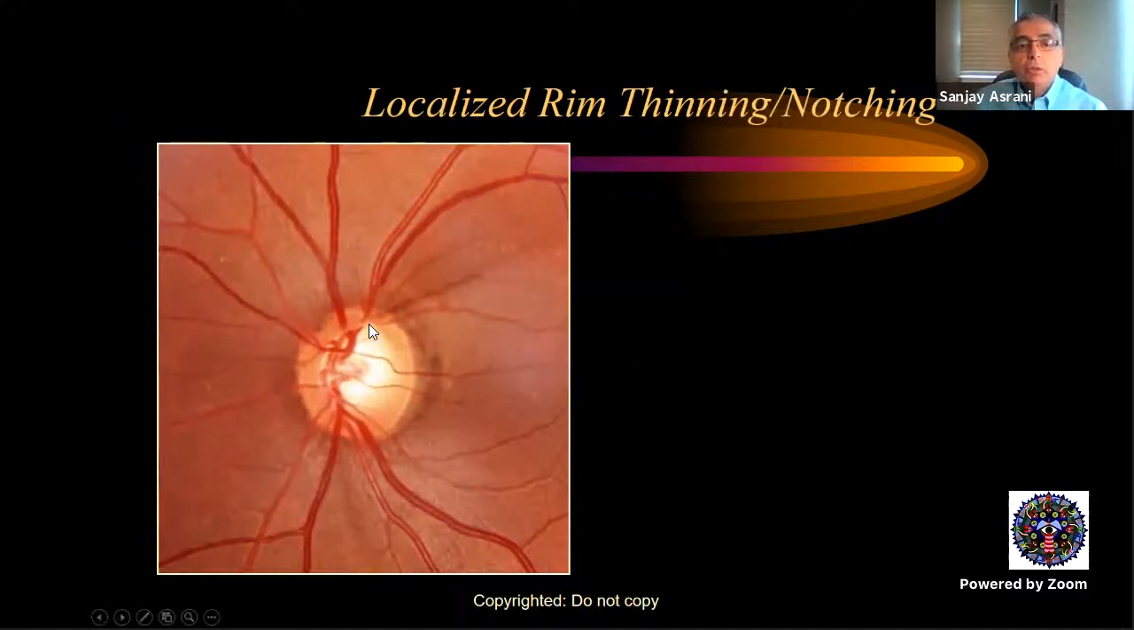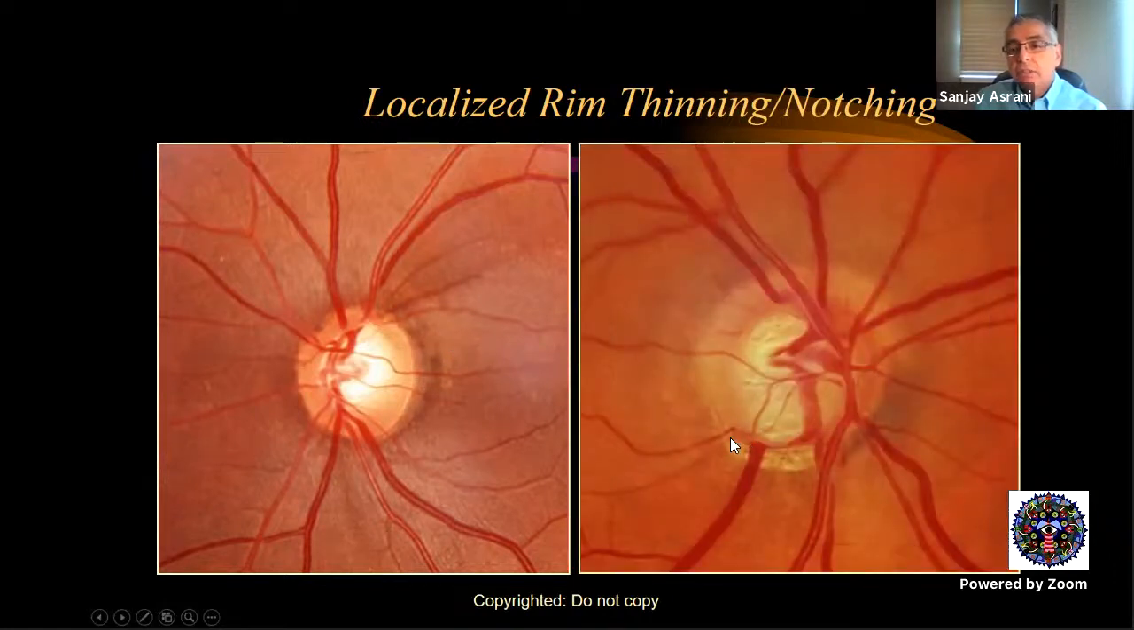One can look at localized rim thinning and notching right here. You can look at this notching right here. That becomes pretty obvious.